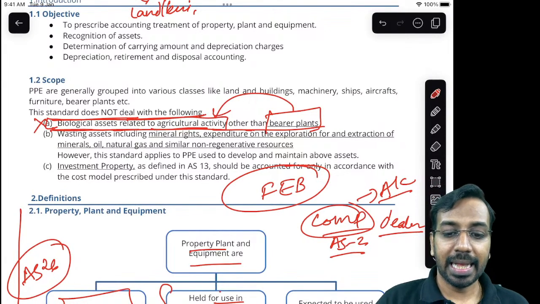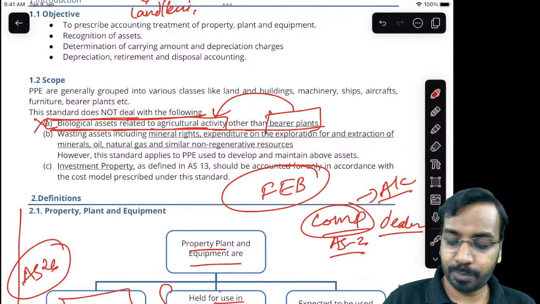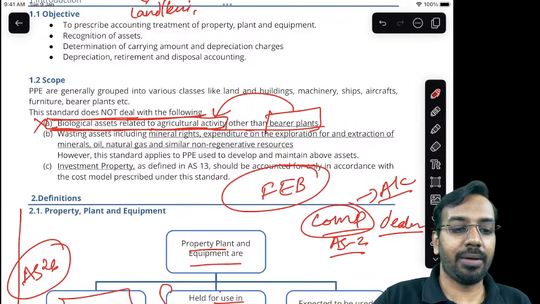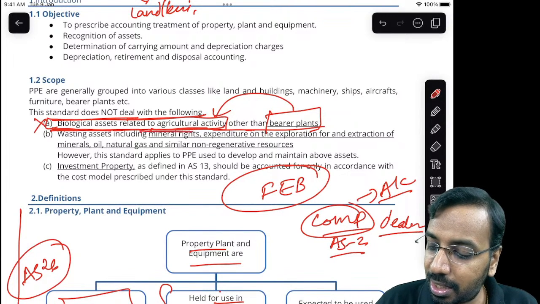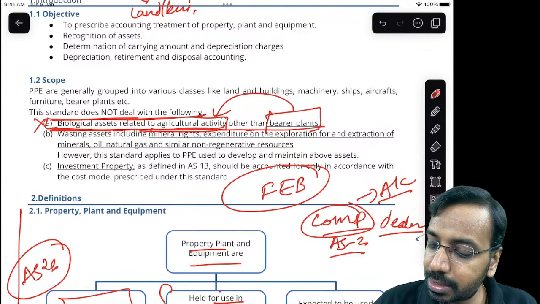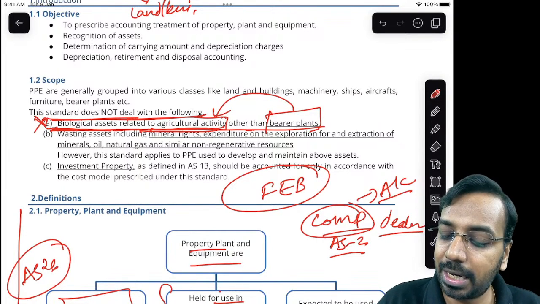Okay. Now, if for example I have cows. A cow is a biological asset related to agricultural activity; I use it for dairy, milk production and all of that. If it is a biological asset related to agricultural activity, for example a cow, that will be considered as a biological asset related to agricultural activity and not included.